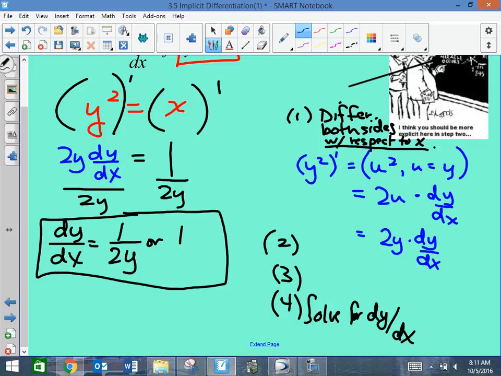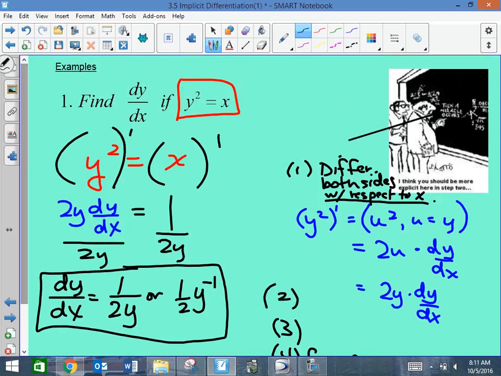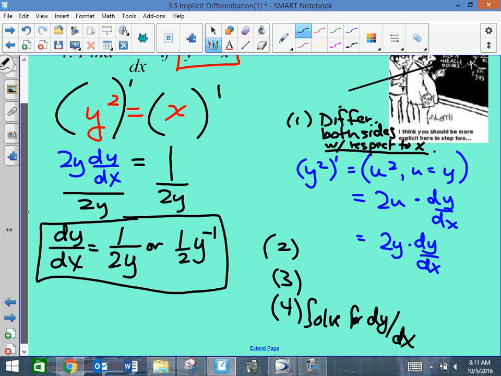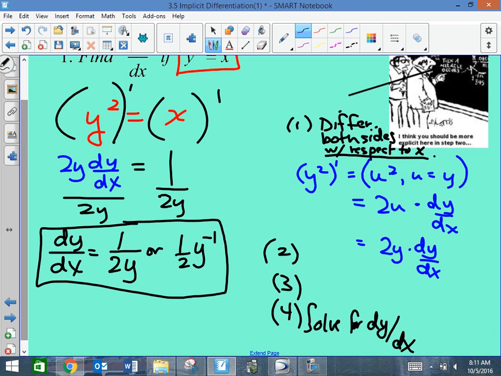You could do that if you wanted to, but there's not really any sense to do it. But you can write it as 1 over 1/2 times y to the minus 1 if you were going to take it further. Okay? The dy/dx is really what we use for implicit differentiation. Any questions? More examples, okay.